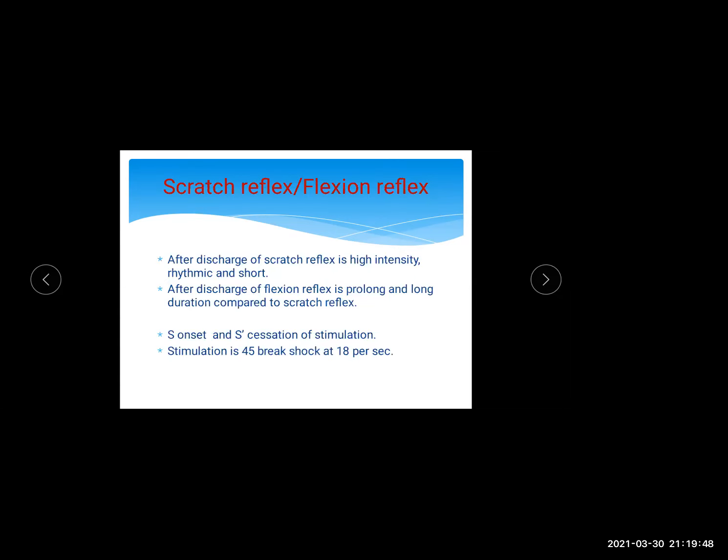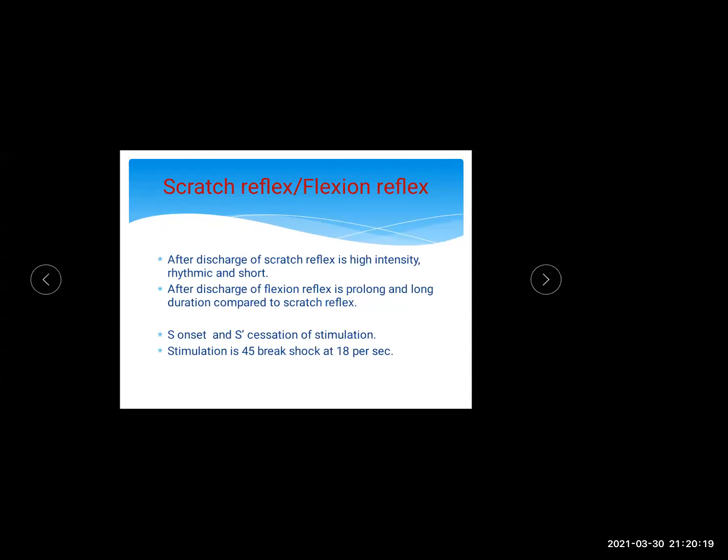After discharge of the crash reflex is high intensity, rhythmic, and short. After discharge of flexion reflex is prolonged, long duration compared to crash reflex. Crash reflex is a reflex which I've explained earlier, and flexion reflex is like if somebody sees a harmful stimulus, then they will automatically withdraw their hand. So this is an example of flexion reflex. So we will see what are the differences between after discharge of the crash reflex and the flexion reflex.